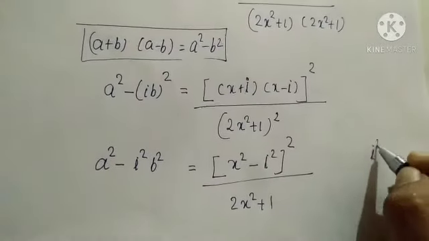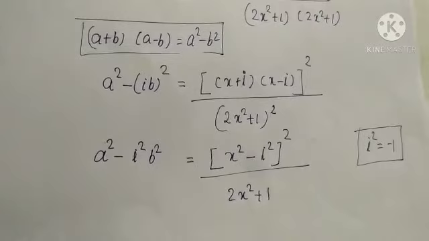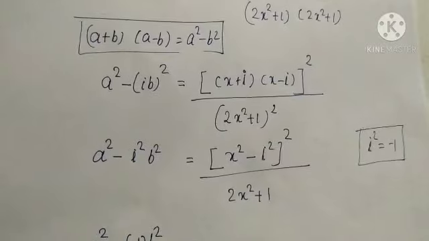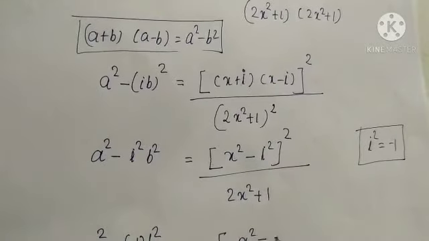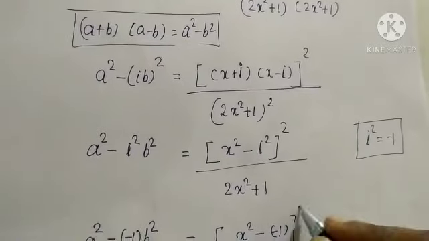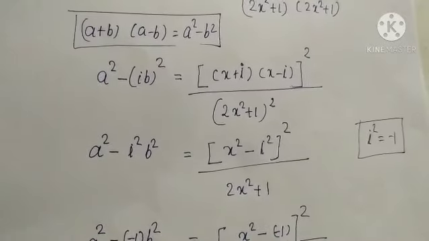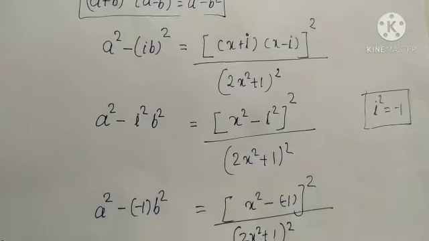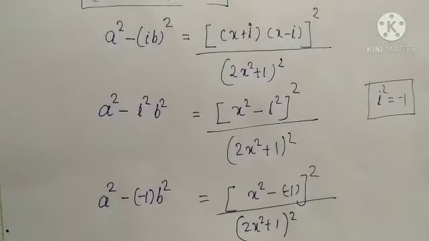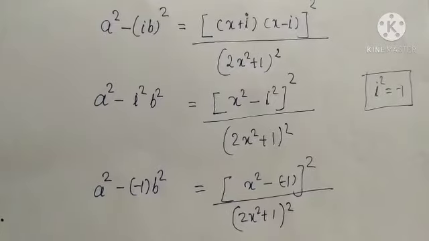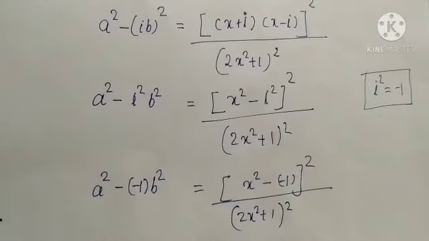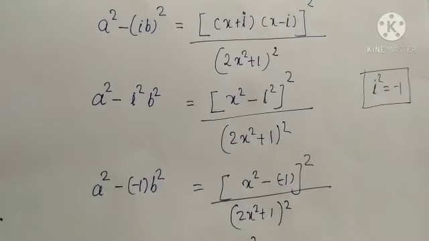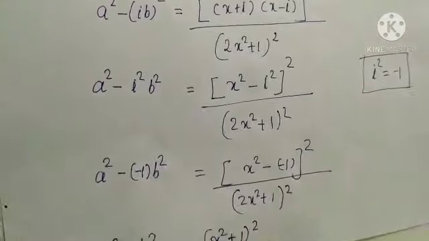And we know that the value of i square is minus 1. So I am going to replace this i square by minus 1. Okay, equal to, here also x square minus of minus 1, i square value is minus 1, whole square divided by 2x square plus 1 whole square. Okay, and the LHS will become a square, minus of minus will become positive, a square plus b square is equal to x square, minus of minus will become plus 1 whole square divided by 2x square plus 1 whole square.